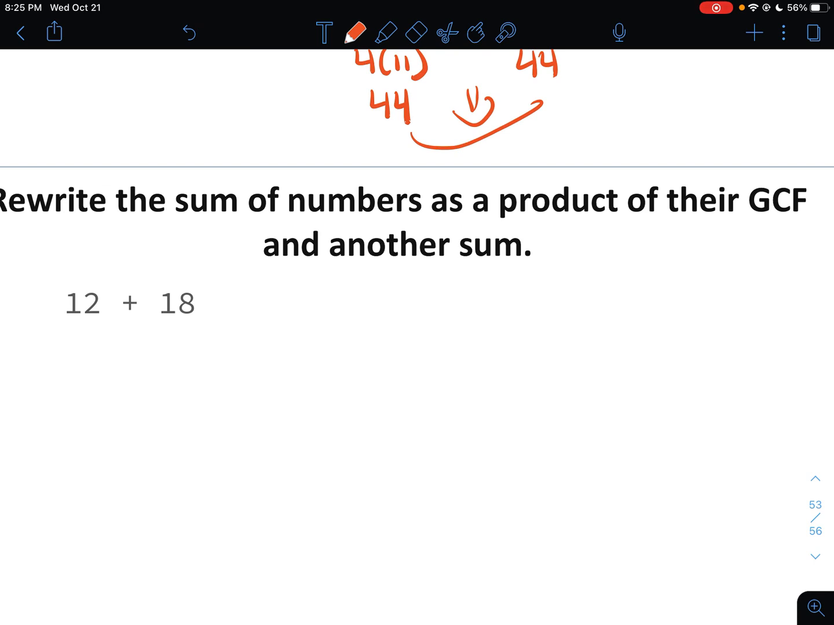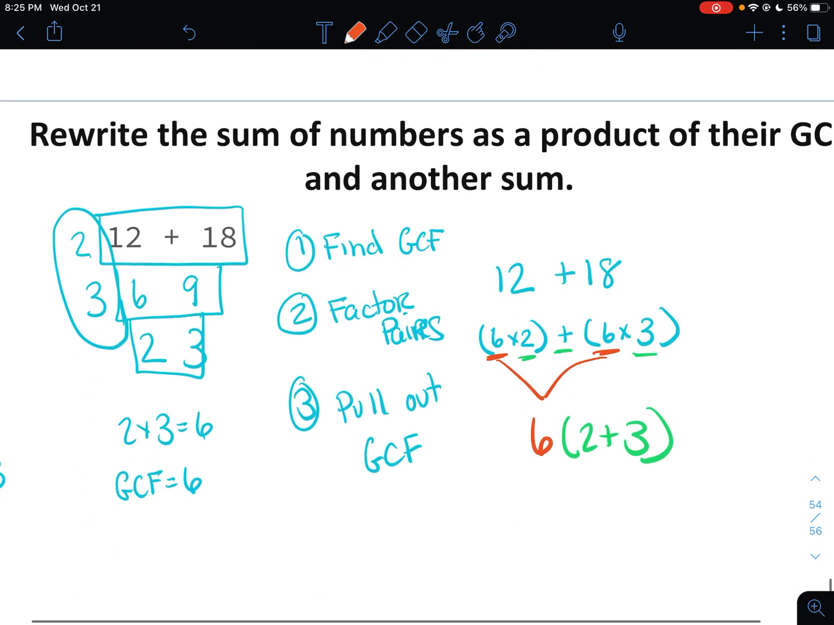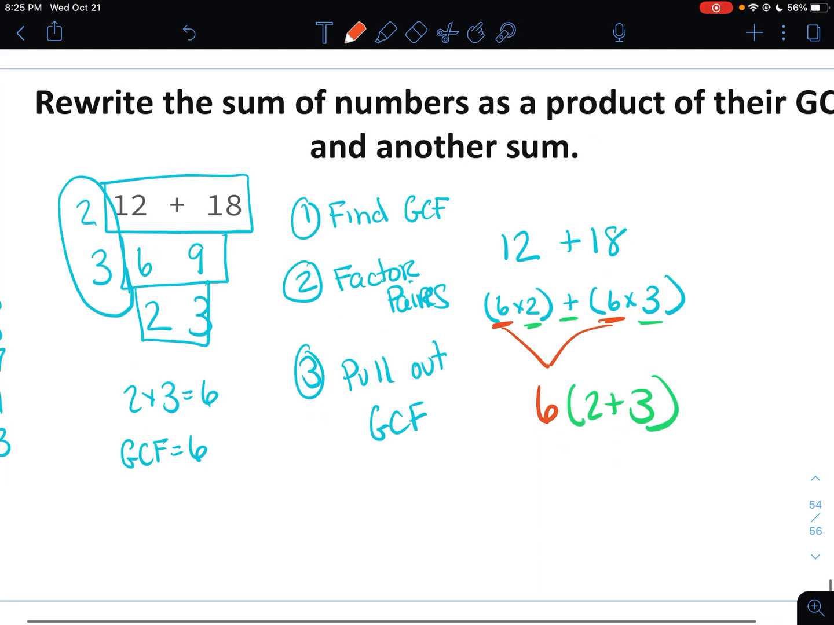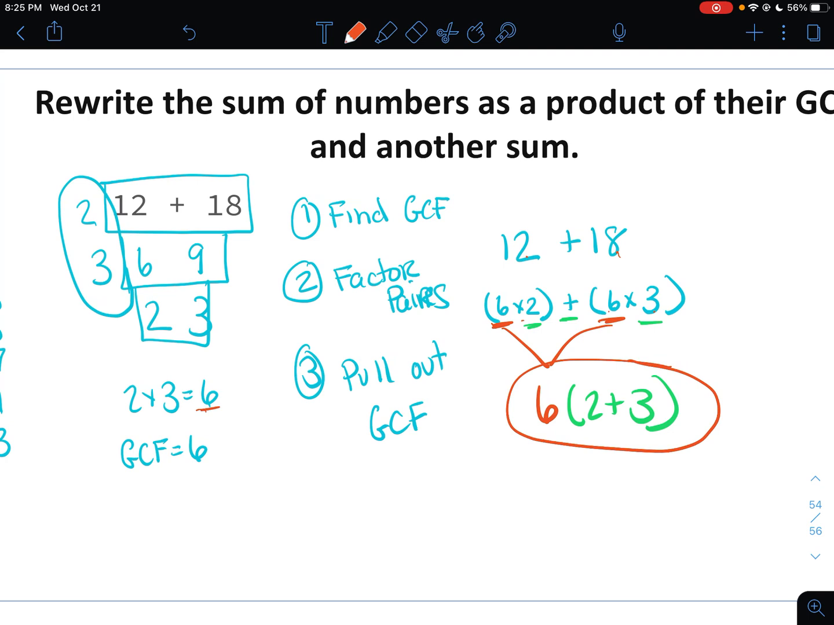Okay, so you're back. You tried it on your own, hopefully. Let's see how you did. I found the greatest common factor, which is 6. I wrote my factor pairs. So 6 times 2 is 12. 6 times 3 is 18. I pulled the 6 out front, and then I ended up with 6 times 2 plus 3. Hopefully you were fine, and that's what you got.